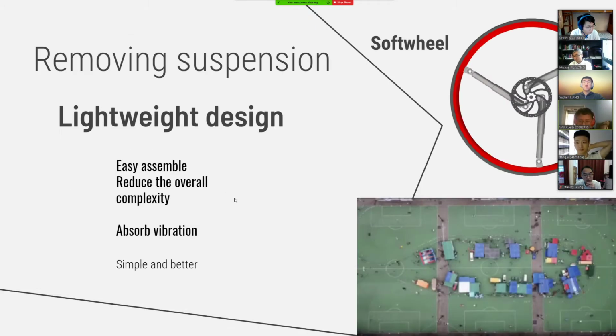We have innovations like negative camber and a differential box. The biggest innovation is that we removed the suspension system by replacing it with soft wheels. The flat race area does not require strong suspension. By using soft wheels, it can make the pedal car less complex and easy to assemble. It can also absorb the vibration in the race.